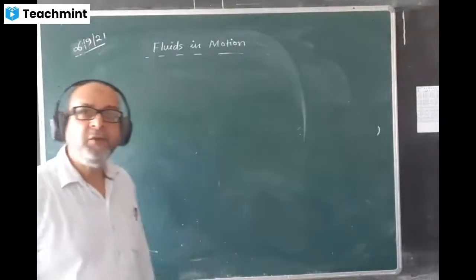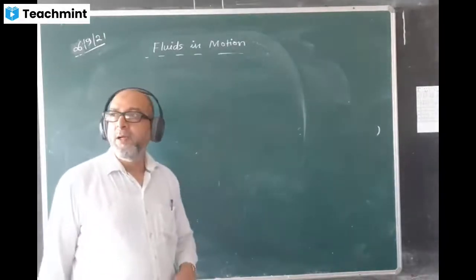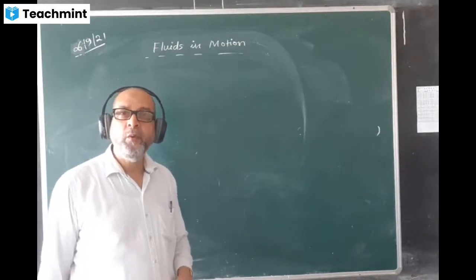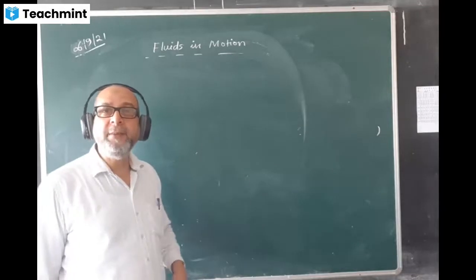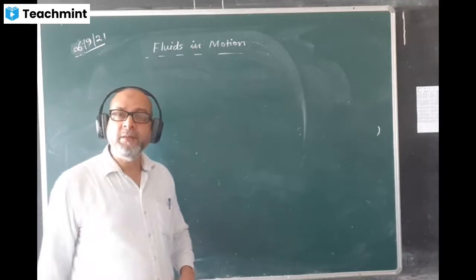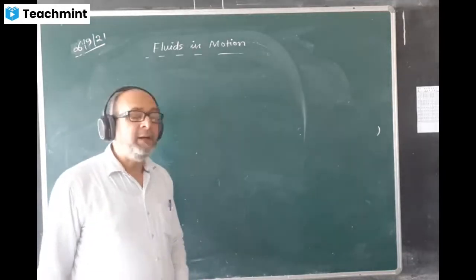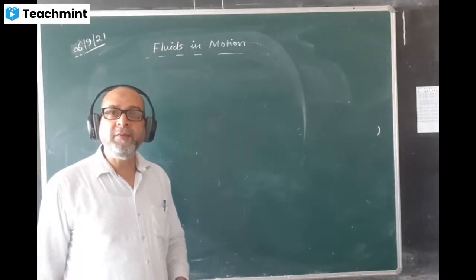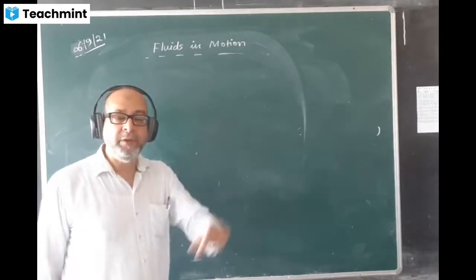Okay, boys, we were doing the chapter Fluids in Motion, and in the previous class I taught you about the steady flow and the rate of flow definition. I said rate of flow, denoted by capital V, means volume of the fluid flowing per second. Volume. It is not the speed. And the capital V can be written as A and small v. A is area of cross section, and v is the speed or velocity of the fluid.